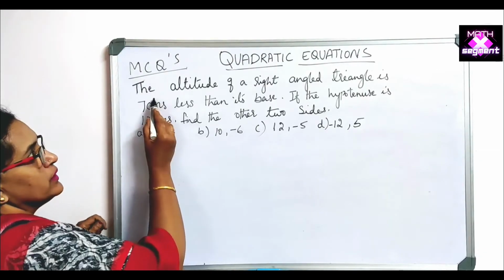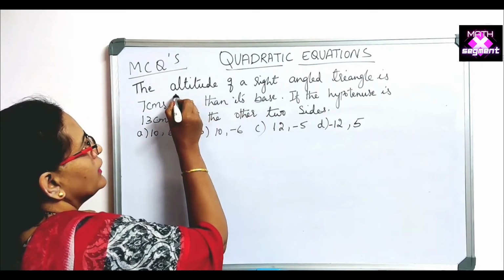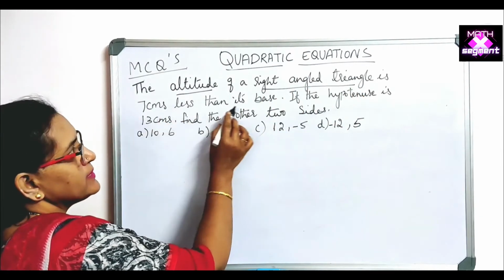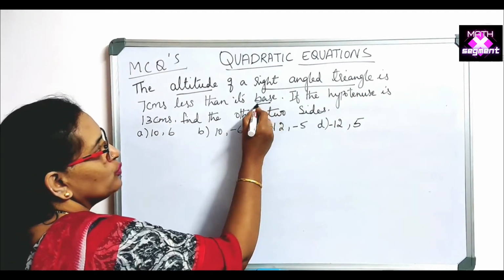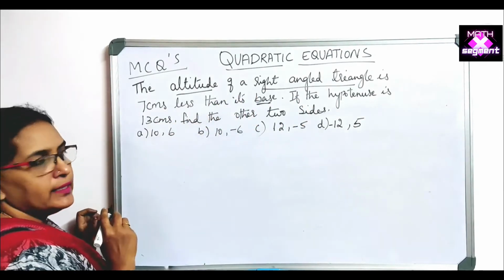Let's solve the next question. The altitude of a right angle triangle is 7 centimeters less than its base. Altitude means height of a right angle triangle is 7 centimeters less than its base. That means if you know the base, then we can write the height of the right angle triangle.